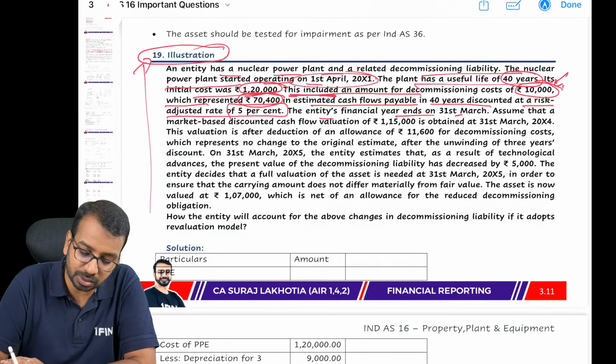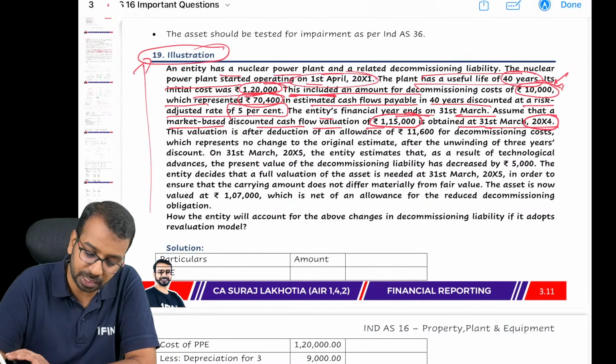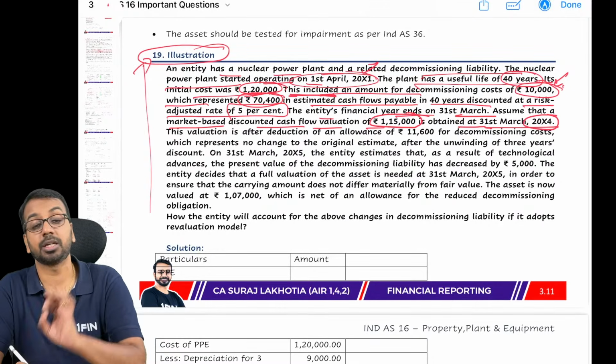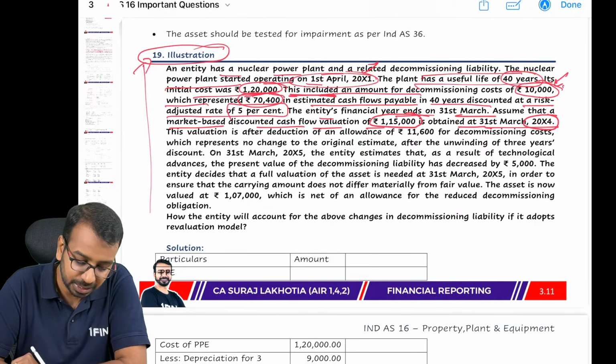The entity's year ends on 31st March. Assume that a market-based discounted cash flow valuation of 1,15,000 is obtained on 31st March of year 4. When did we start? Year 1. How many years? Don't say 4. Years are 3: 2, 3 and 4. The valuation is after deduction of an allowance of 11,600 for decommissioning cost.